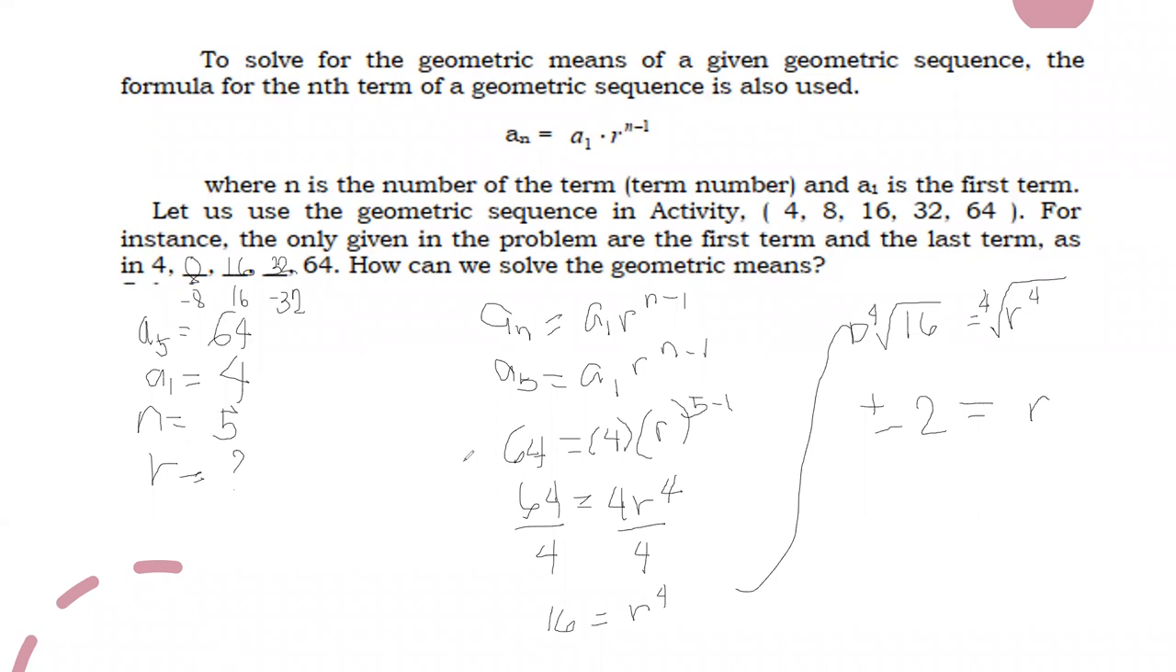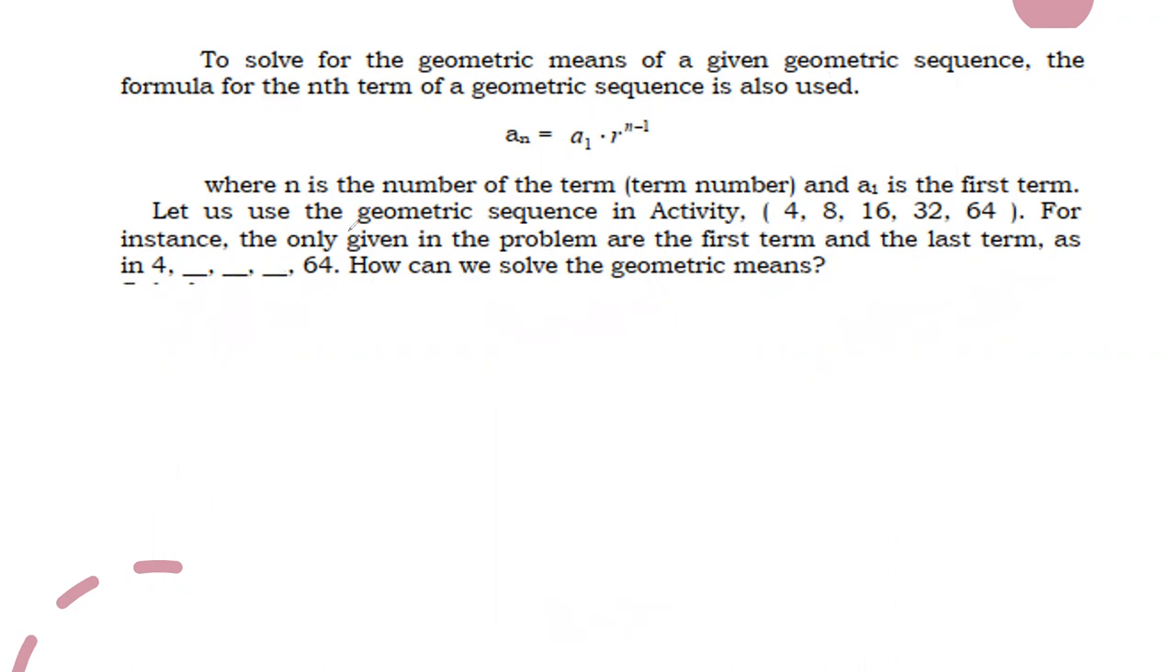Yes, sir. Let's try another one so that it's clearer. I have here 10, blank, blank, 270. How many terms do I have here? 4 terms, sir. So A sub 1 is 10. What is 270? The 4th term, sir. So that will be A sub 4. And we are looking for our R.